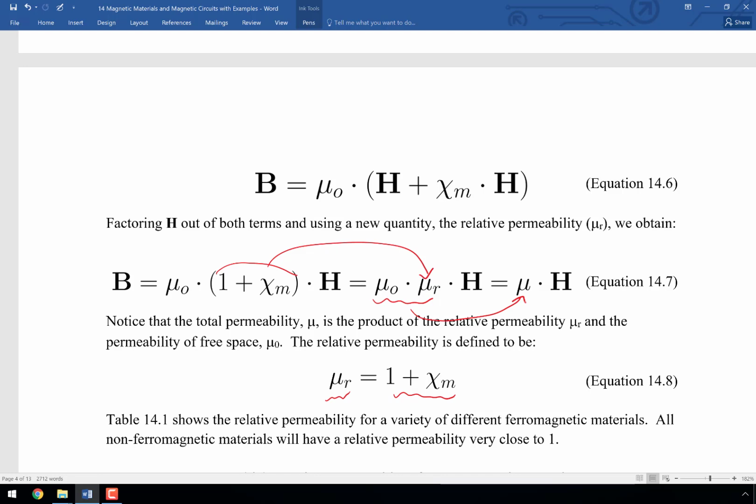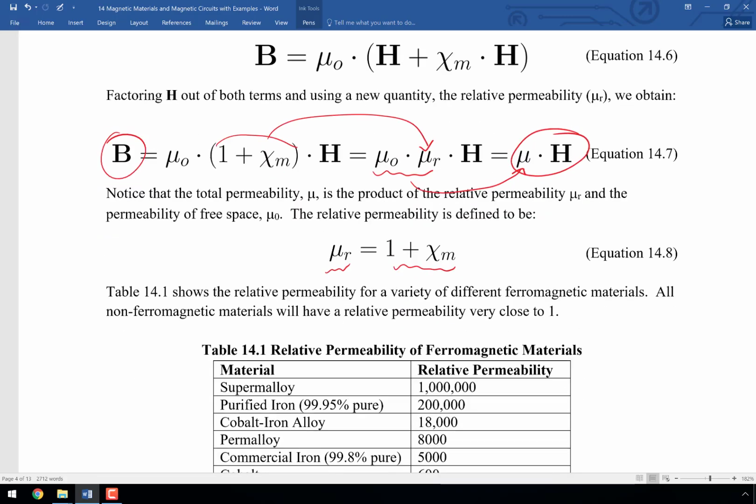So we have to be very careful. Mu sub 0 is the permeability of free space. Mu sub R is the relative permeability of a particular solid material, and mu is the total permeability, which is the product of those two. But the most important thing to take away from this is that B is equal to mu times H. So just as D was proportional to E, we find that B is proportional to H, at least for low field intensities.